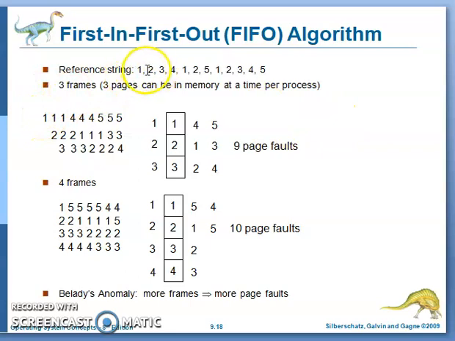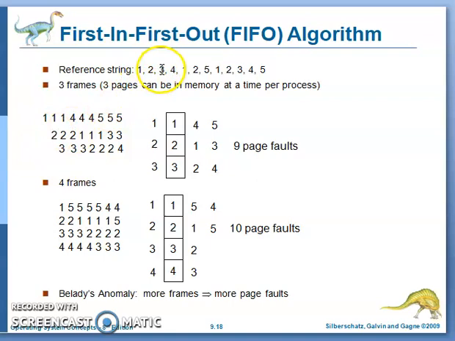And then you see the second page. Page 2 is also not available in the frames. You find free frames. There are 2 free frames: the first frame is occupied by page 1, and the remaining 2 frames are free. You load page 2 in one of them. Hence the physical memory contains 2 pages, page 1 and page 2. There are 2 page faults.